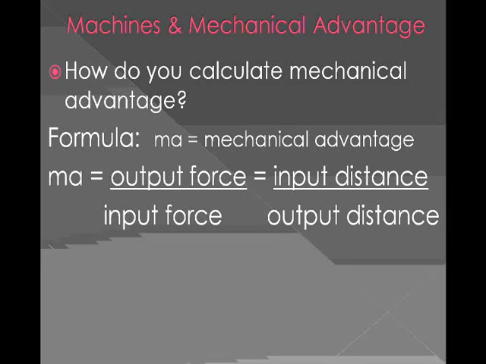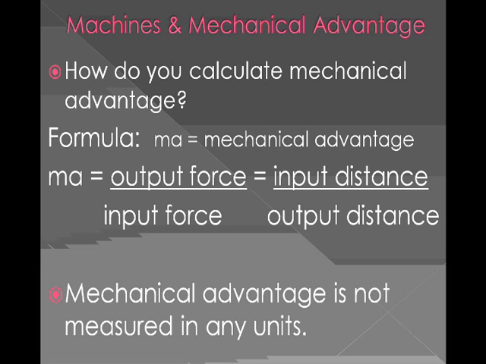Now, how do we calculate mechanical advantage? What you do, you say mechanical advantage, and it has two formulas. It can either be output force divided by input force, or input distance divided by output distance. Now, one thing you need to know about mechanical advantage, it's not measured in any units. It's just a number.